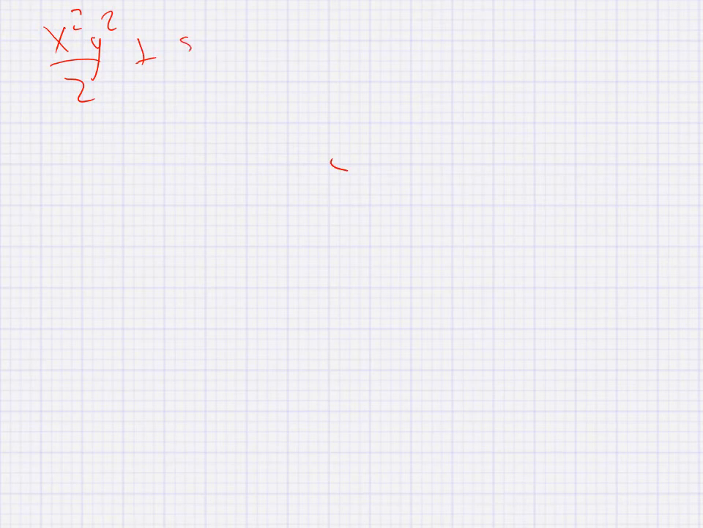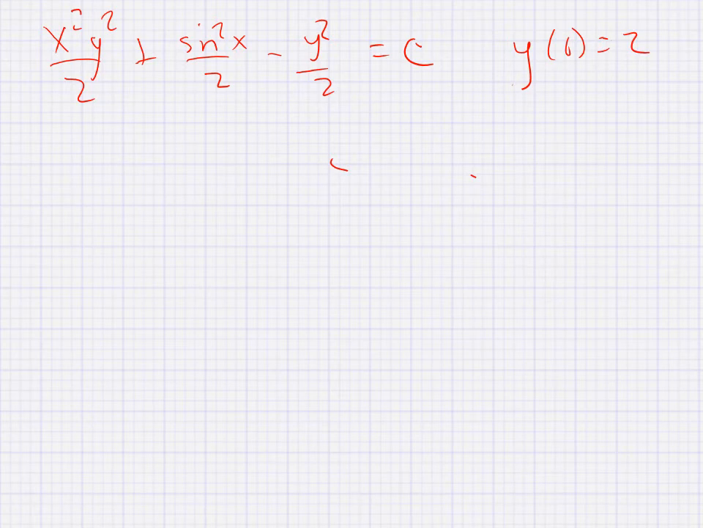Okay, so if we then solve the associated initial value problem, well, we had the solution x squared y squared over 2 plus sine squared x over 2 minus y squared over 2 equals c, and the initial value problem y of 0 equals 2. I could leave it like that, or I could have simplified the answer a little bit more. I could have multiplied everything through by 2 and got x squared y squared plus sine squared x minus y squared equals 2 times c, which I could still just call c. But now remember, this c is different than that c.